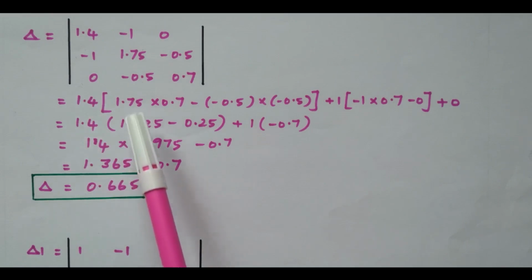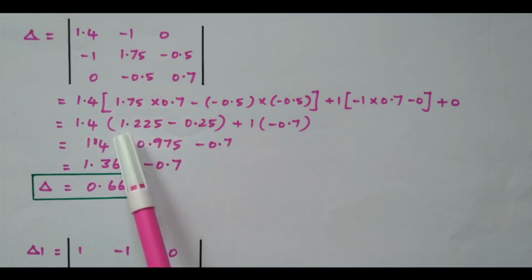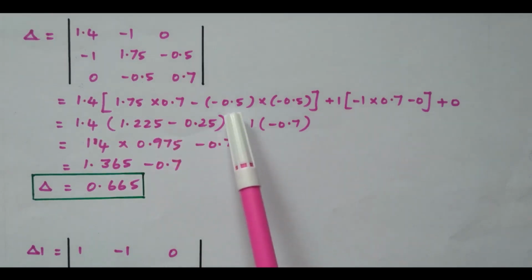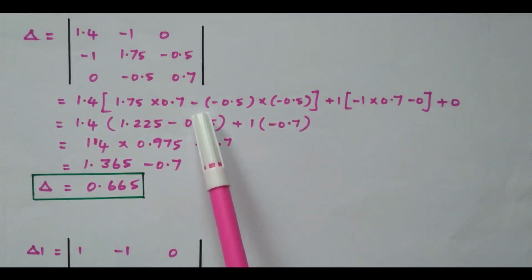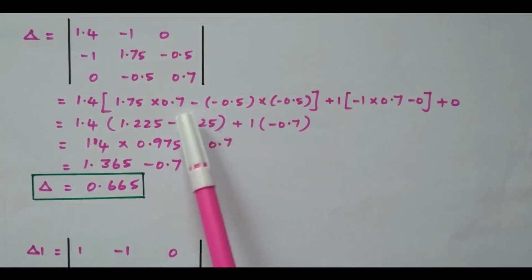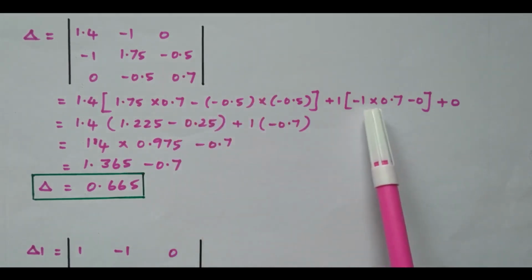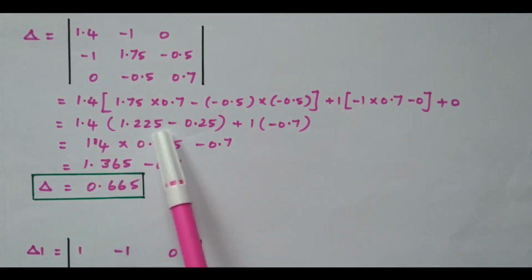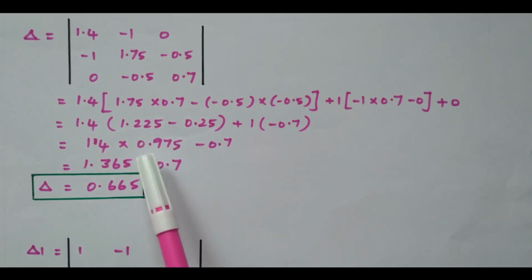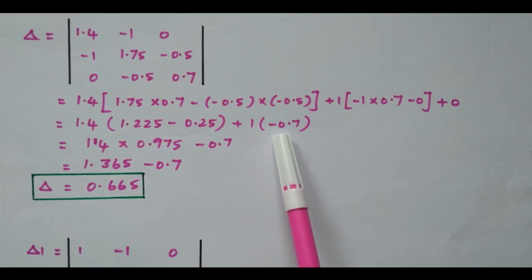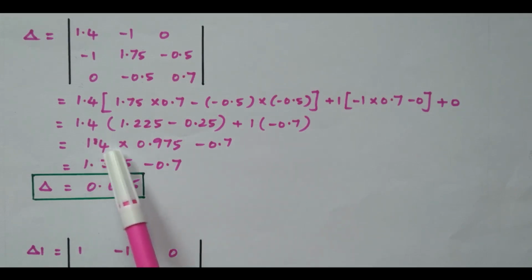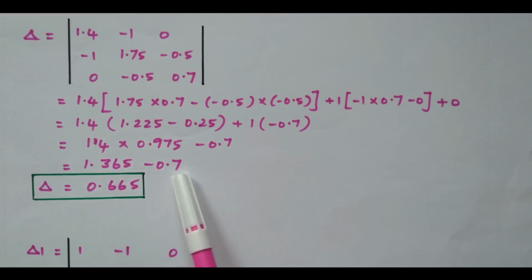So 1.4. So 1.75 into 0.7 is 1.225 minus 0.5 into 0.5 is 0.25. This negative is there. These two negatives become positive, but another negative is available. Plus 1 into minus 1 into 0.7 means 0.7. So 1.4 into these two values, by subtracting these two, 0.975. So 1 into minus 0.7 is minus 0.7. So multiplying these two, 1.365 minus 0.7. So by subtracting this, what did we get? 0.665. The delta value is 0.665.